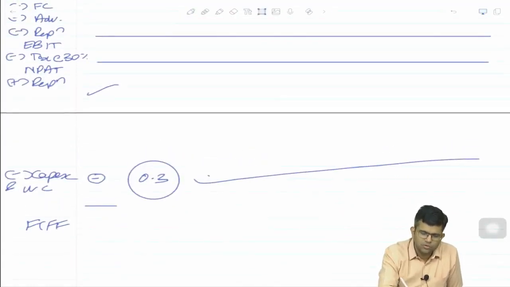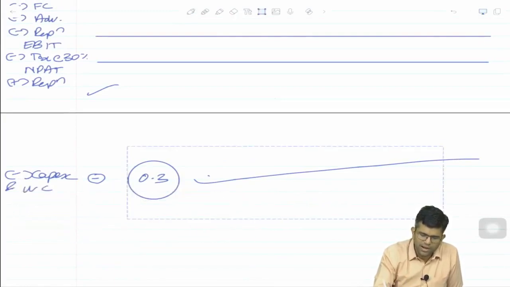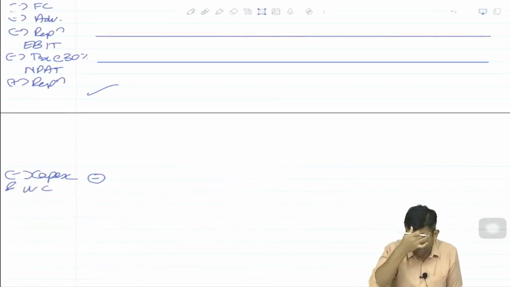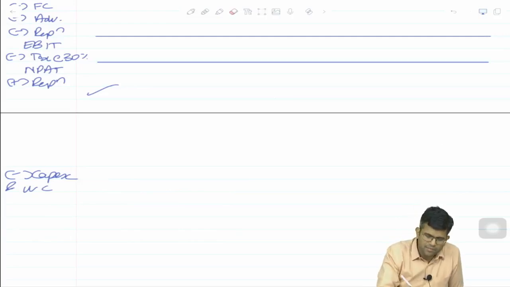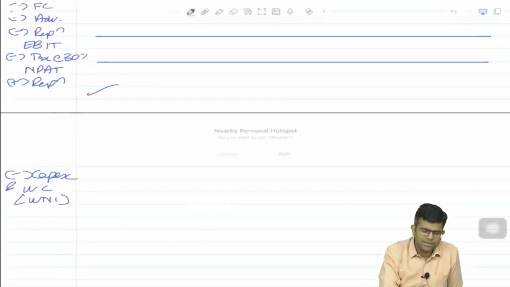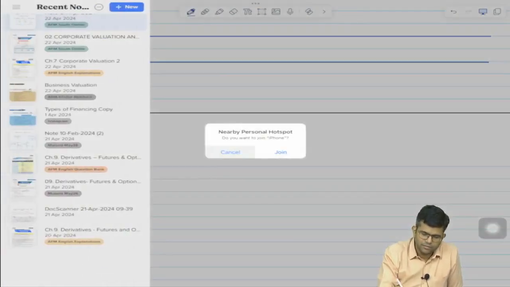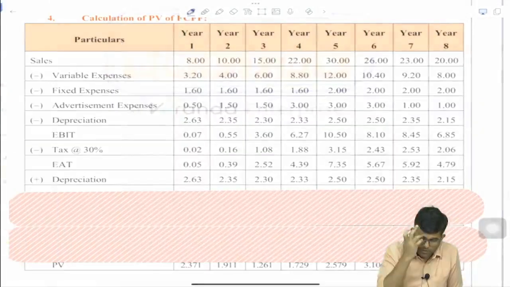So, in the notebooks, please write down. Plus depreciation you have done, na? Now write down minus capex and WC. Minus capex and WC, bracket working note 1. Minus capex and WC, working note 1.